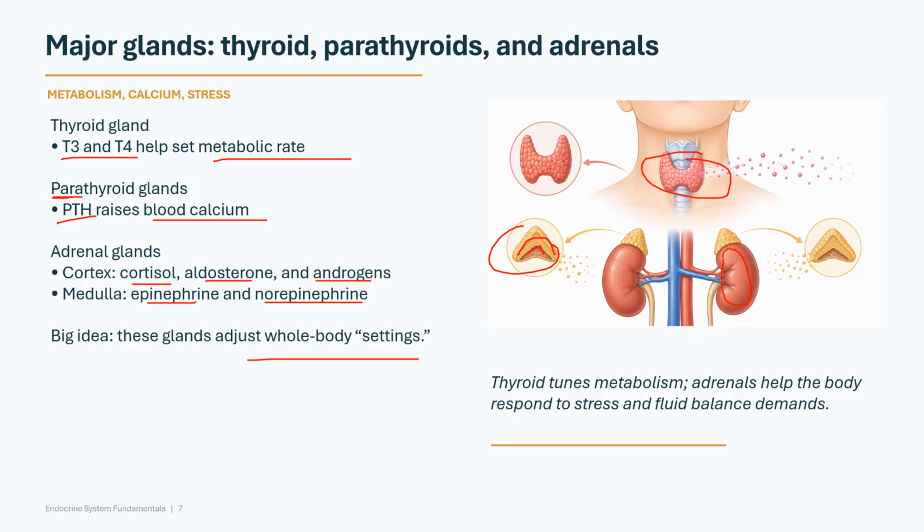The big idea here is that these glands adjust the whole body setting as the anterior pituitary goes and talks to these major glands that are part of the endocrine system. The thyroid, for example, tunes the metabolism. The adrenals help the body respond to stress and maintain fluid balance demands within the body.